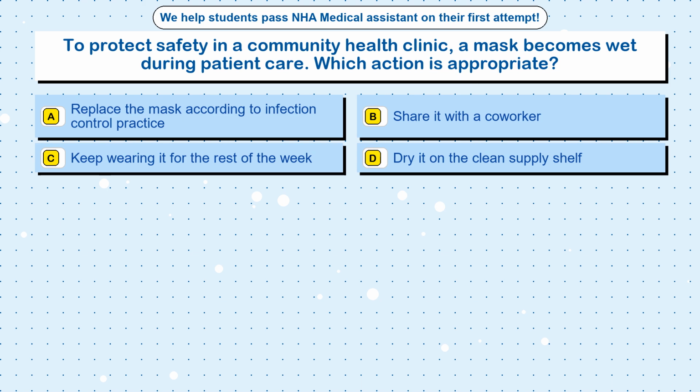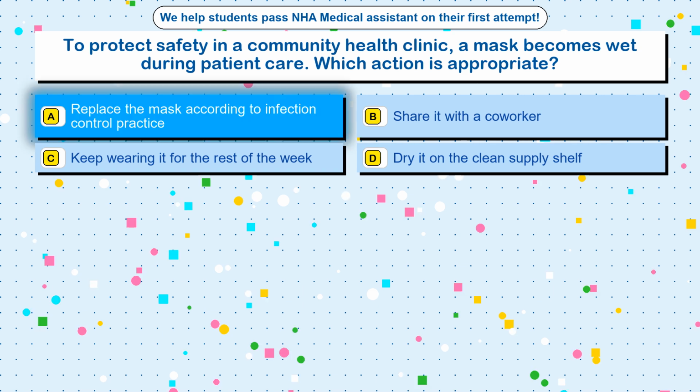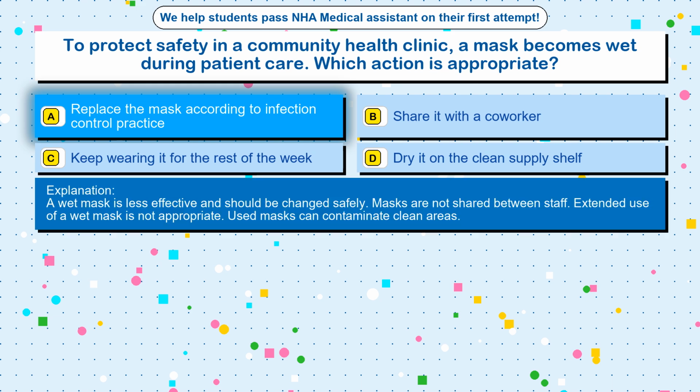Keep wearing it for the rest of the week. Option D. Dry it on the clean supply shelf. The correct answer is option A. Replace the mask according to infection control practice. A wet mask is less effective and should be changed safely. Masks are not shared between staff. Extended use of a wet mask is not appropriate. Used masks can contaminate clean areas.